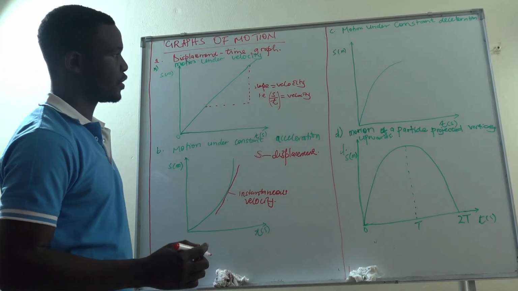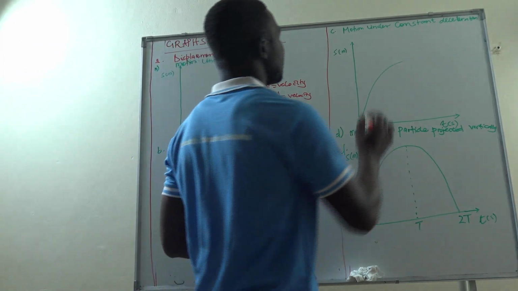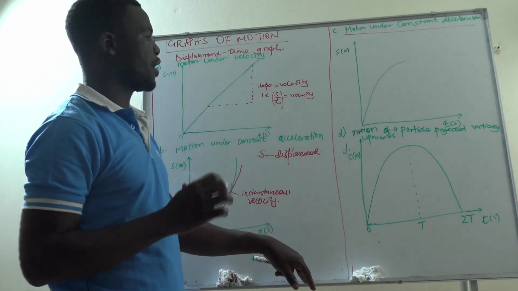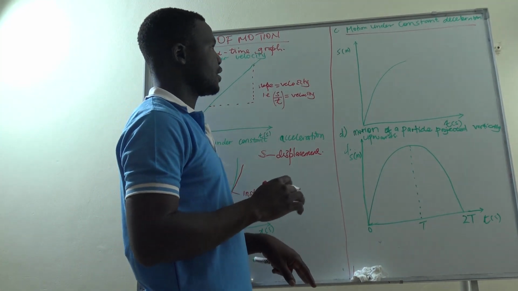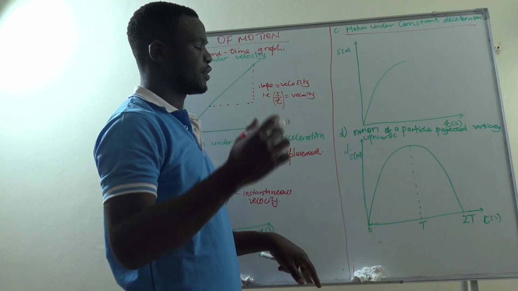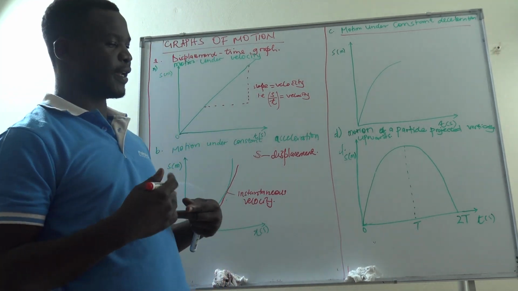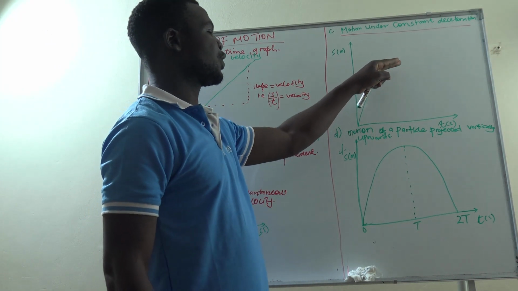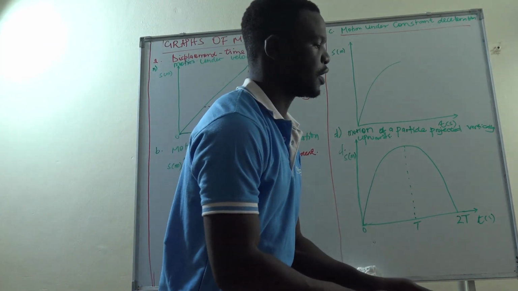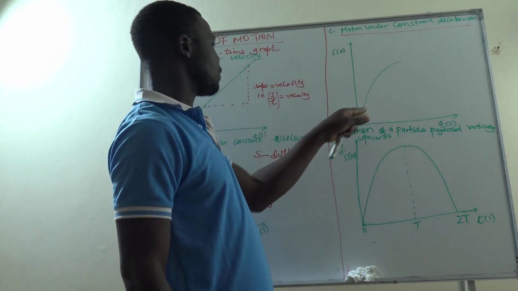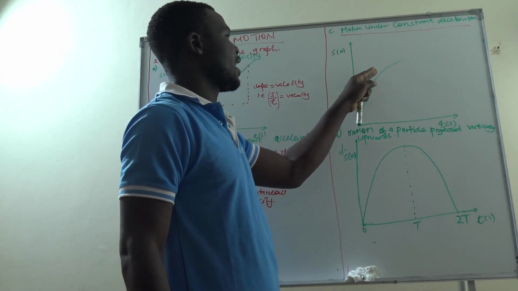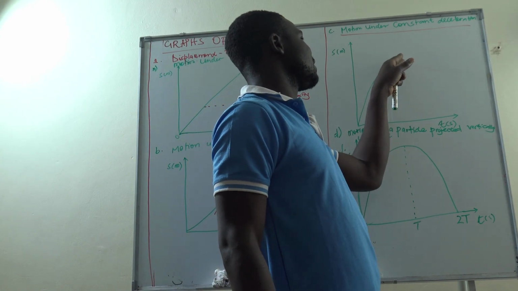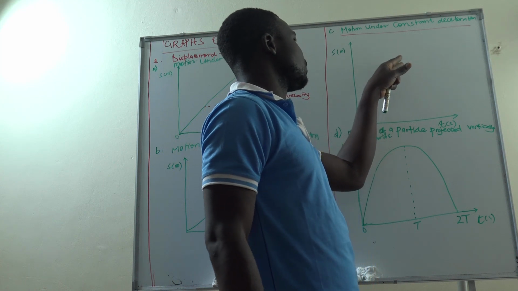Now let's look at a body that moves under constant deceleration. When a body is moving under constant deceleration, the distance being covered is increasing, but as the speed is reducing, the distance does not increase linearly. It begins becoming somehow flat until the acceleration becomes 0.